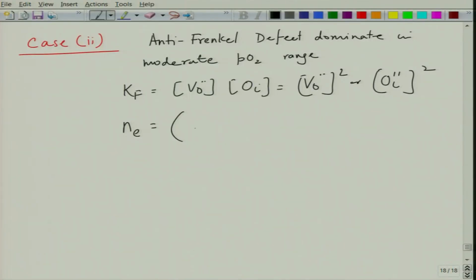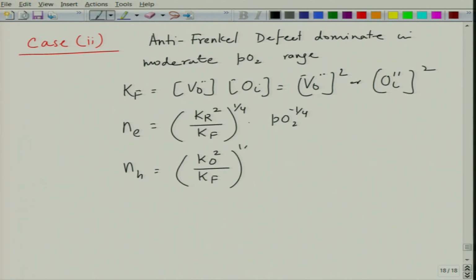Ne will work out to be Kr divided by Kr square divided by Kf to the power 1 over 4 into Po to the power minus 1 over 4. NH will be Ko divided by Ko square divided by Kf to the power 1 over 4 into Po to the power plus 1 by 4. If this is the case, then what we will get is a slightly different situation.